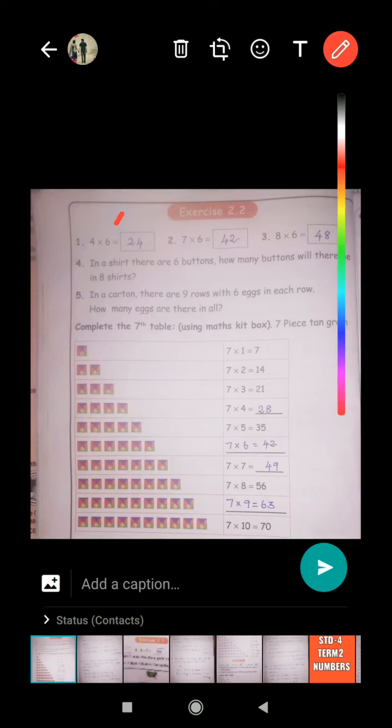4 sixes are 24, 7 sixes are 42, and the third question, 8 sixes are 48. Look at the fourth question. In a shirt there are 6 buttons. How many buttons will there be in 8 shirts?